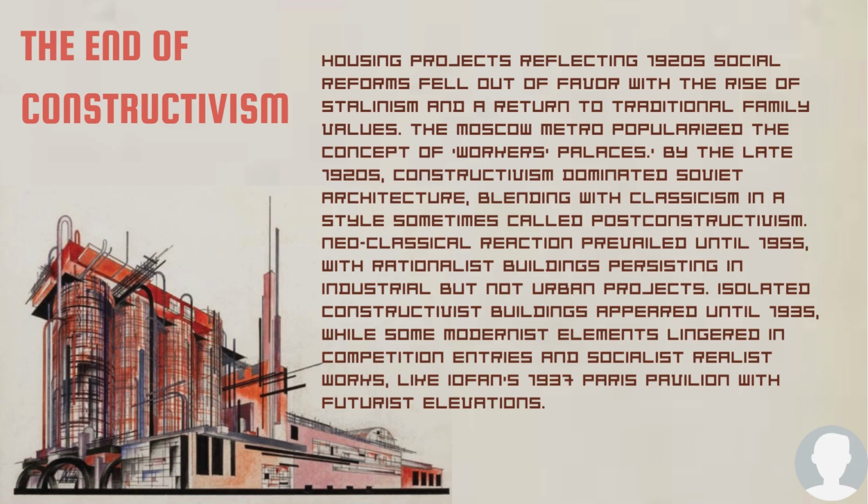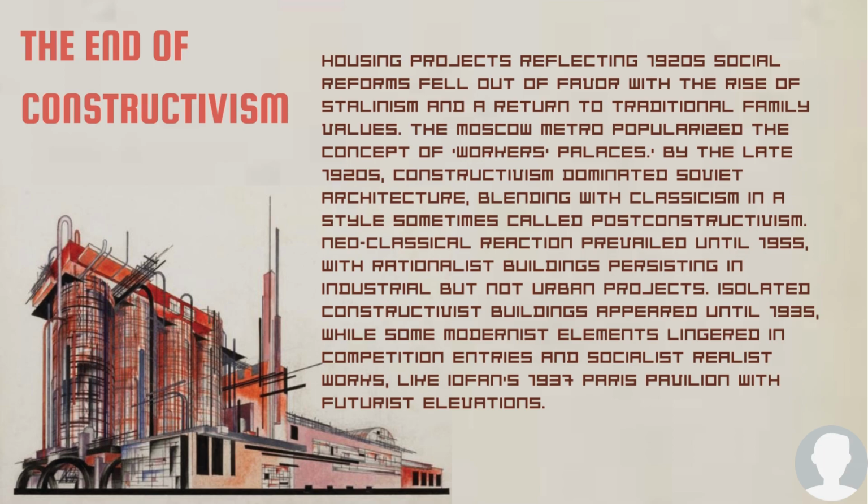Housing projects reflecting 1920s social reforms fell out of favor with the rise of Stalinism and a return to traditional family values. The Moscow Metro popularized the concept of worker palaces. By the late 1920s, constructivism then dominated Soviet architecture, blending with classicism in a style sometimes called post-constructivism. Neoclassical reaction prevailed until 1955, with rationalist buildings persisting in industrial but not urban projects.